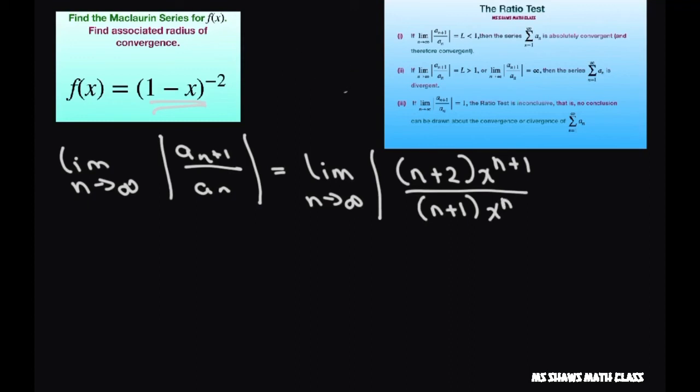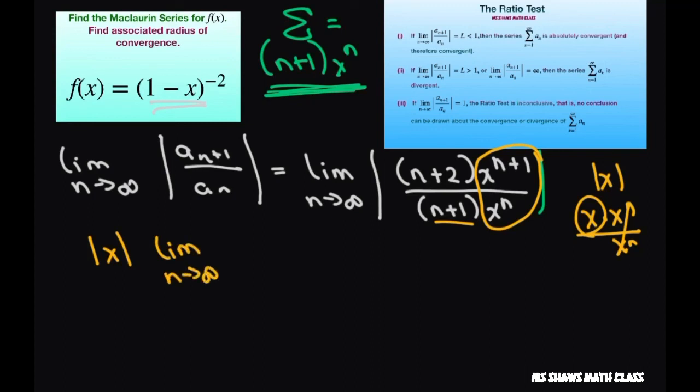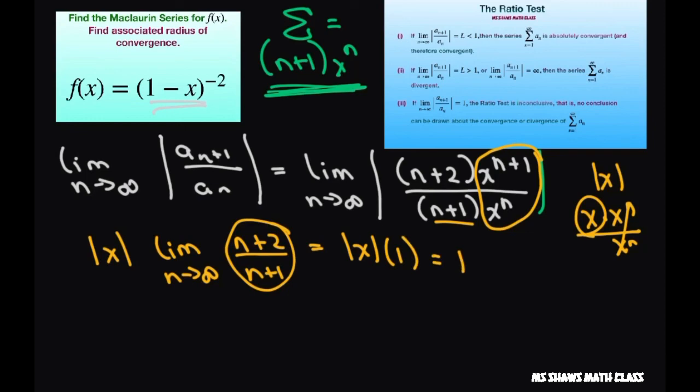So basically what I was taking is looking at this one, and that was our sum. So looking at that, that's what I use for my limit. Now simplifying this, this is just going to end up being absolute value of x, because this is x times x to the nth divided by x to the nth. So we're just left with the x. So we're going to have absolute value of x times the limit as n approaches infinity of n plus 2 divided by n plus 1. Now that's going to equal absolute value of x. The limit of this is just 1. So we get absolute value of x is less than 1 if we want it for convergence. So the radius of convergence equals 1.